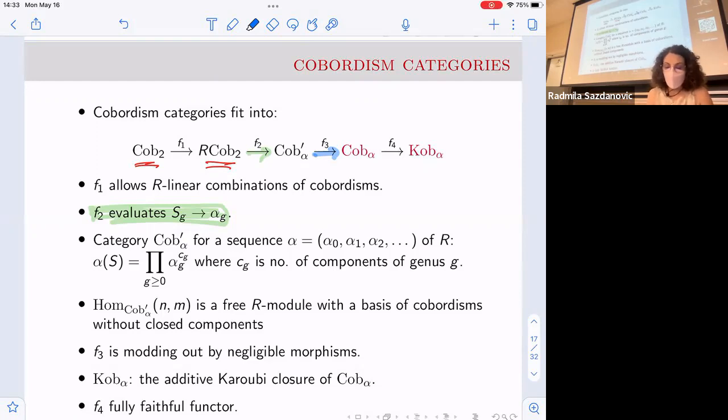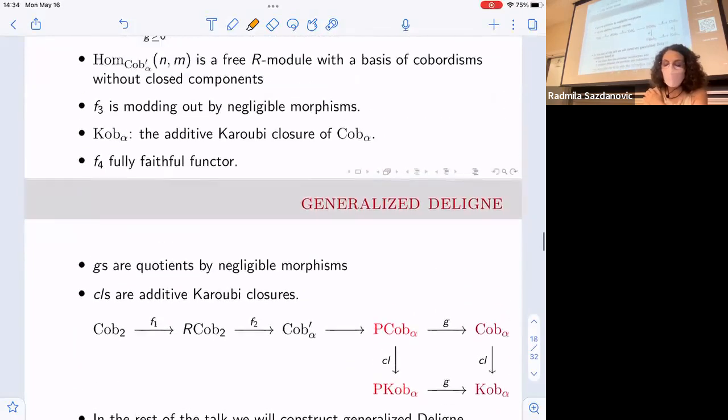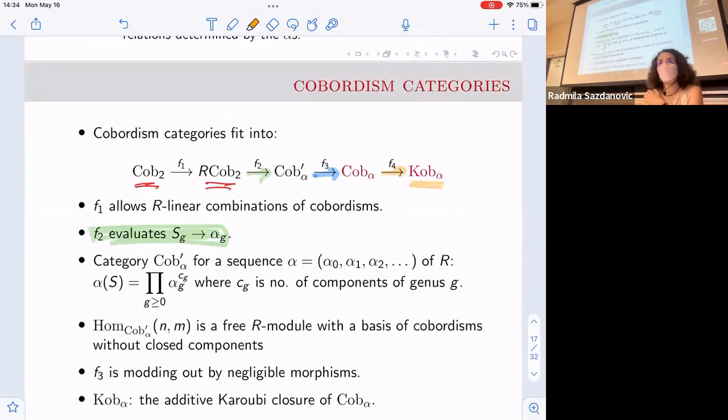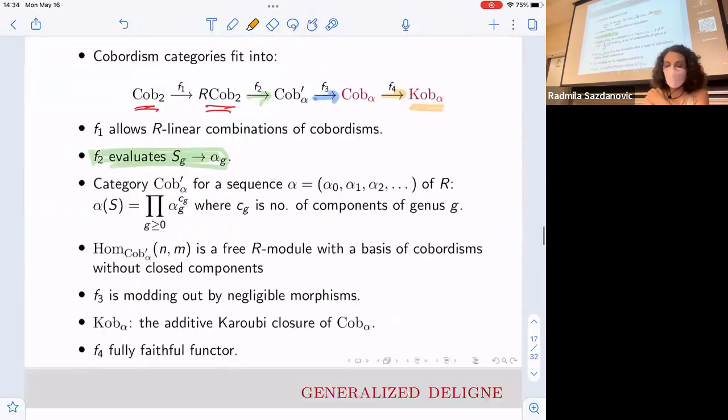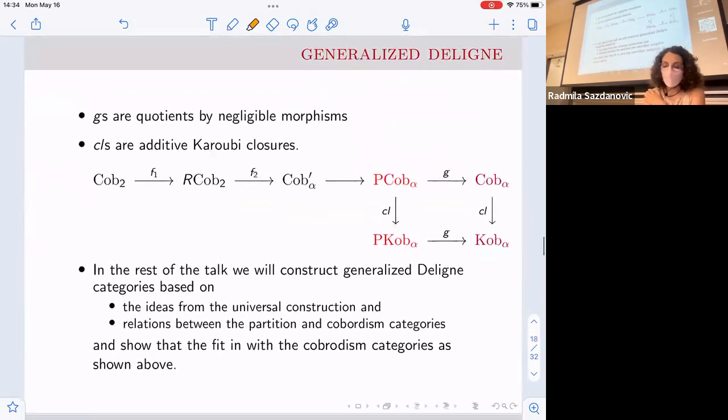And then finally, we get to the additive Karoubi closure that I'm denoting by Cob alpha. And to denote this, note that F4 is actually a fully faithful functor. Okay, so this is what's happening just with cobordisms and this extra evaluation. So how are we going to find these Deligne categories? Well, we're actually going to define additionally these two categories here. So that's the rest of the talk.